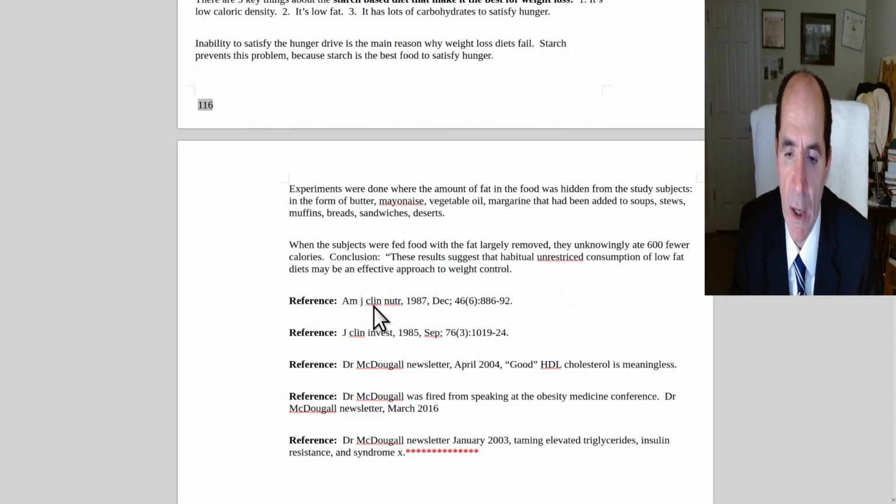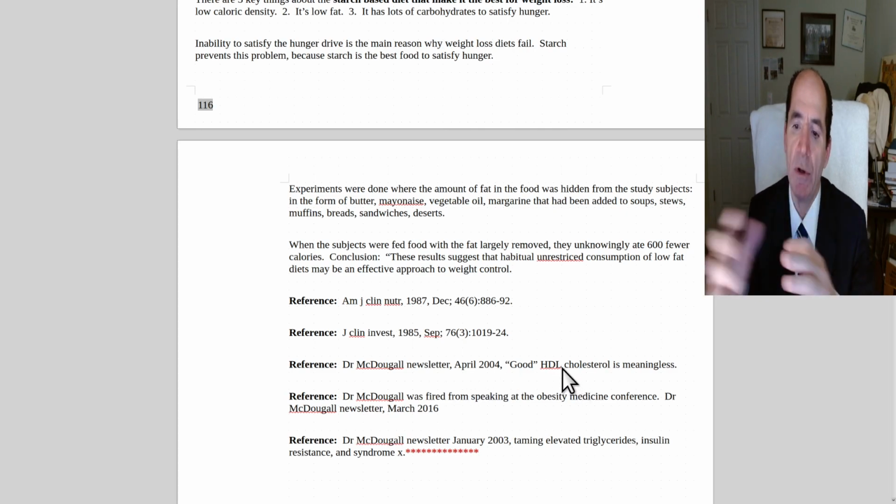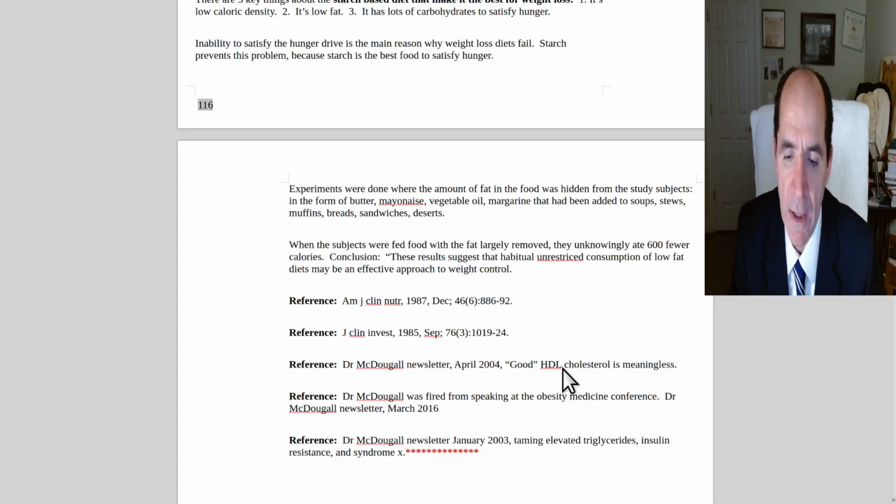So here's just some more paper references. Mcdougall newsletter. Oh, he says good HDL cholesterol is meaningless. It's kind of a joke because you lower your cholesterol, your total HDL is going to come down too. And they just kind of talk about it to try to sell you more drugs. He got fired from speaking at an obesity conference.